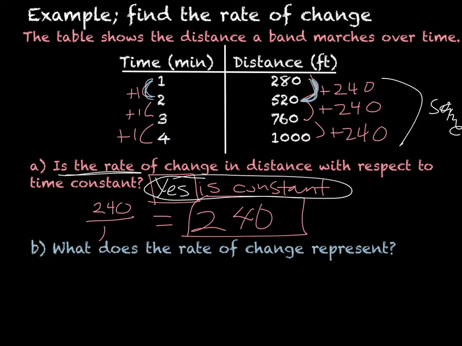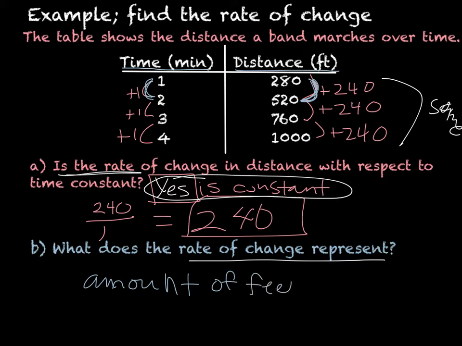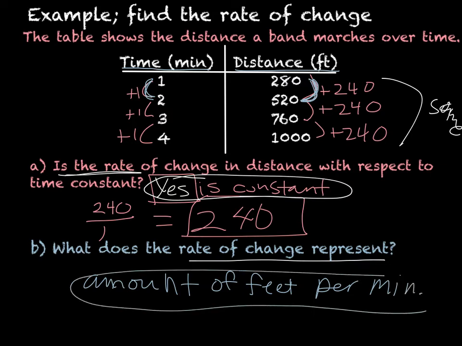Now, what does this rate of change represent? So what we were talking about is the time that it takes the band to march a certain distance. So it is representing the amount of feet per minute. So that is what the rate is representing. So the band is marching 240 feet per minute. That's the idea.